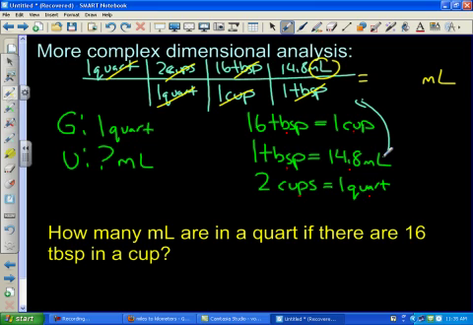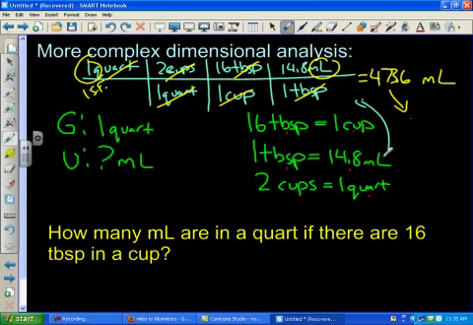So we're going to punch these in the calculator. Again, you want to put your parentheses around the top, so parentheses 1 times 2 times 16 times 14.8, close parentheses. Everything on the bottom is a 1, so it's not quite as important here. We get 473.6 milliliters. We're looking for 1 sig fig though.